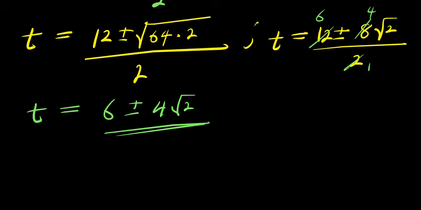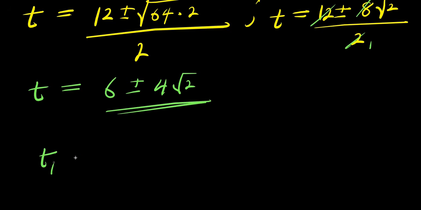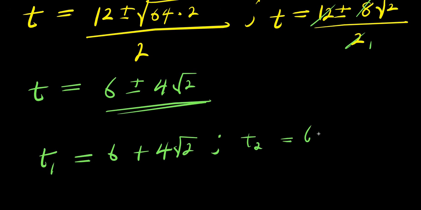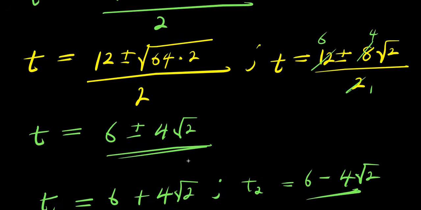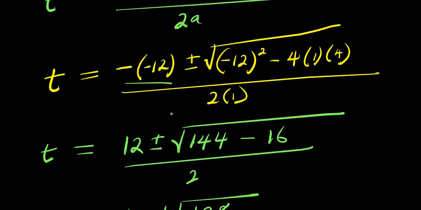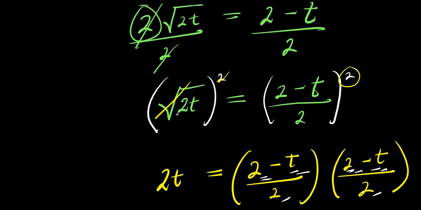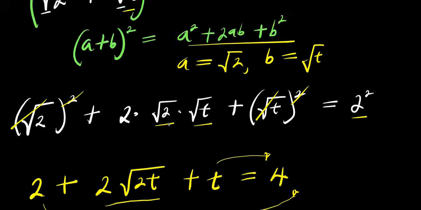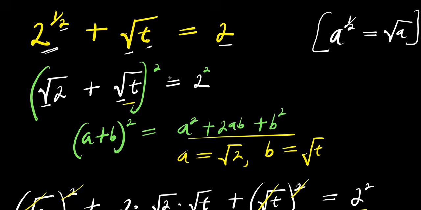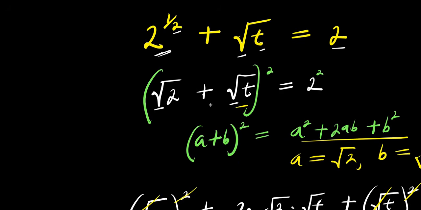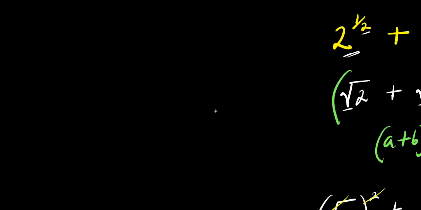We have two values for t. We have t1 equals 6 plus 4 root 2. We have t2 equals 6 minus 4 root 2. So these are the two values for t. Now the next thing we are going to do will be to check each of the solutions and see if they satisfy this equation.